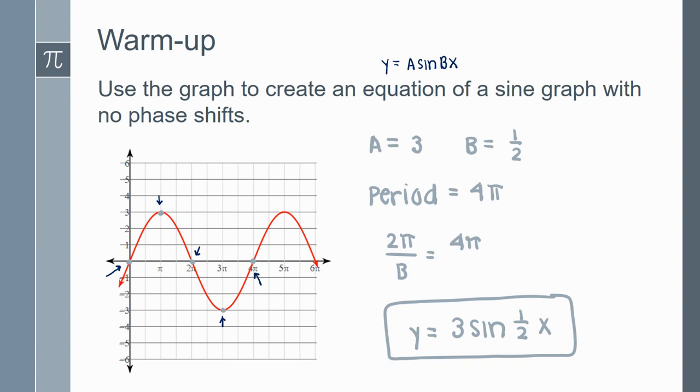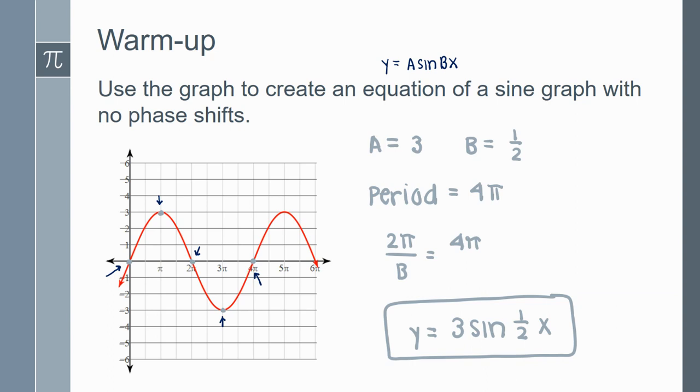And especially when we have our picture and it's heading up, that's when A is going to stay positive. If it was at (0, 0), and then it went down to negative 3, well, then my A value would have had to be negative. Then I counted to the 5th point, and that was at 4 pi.